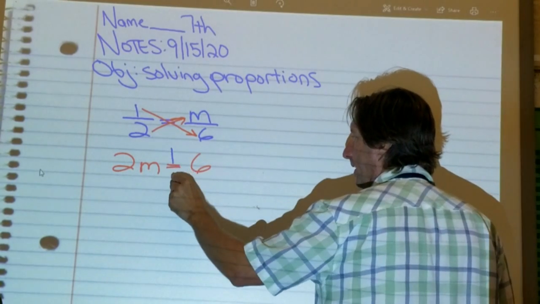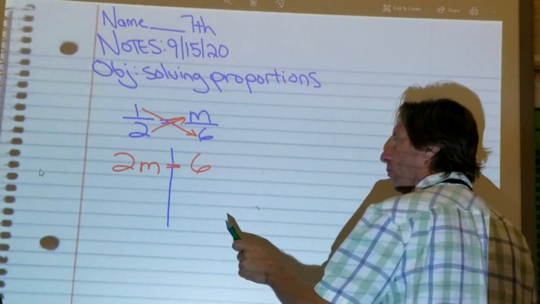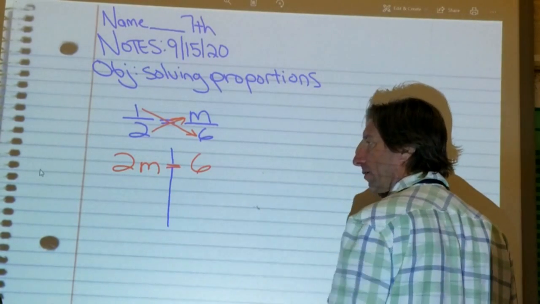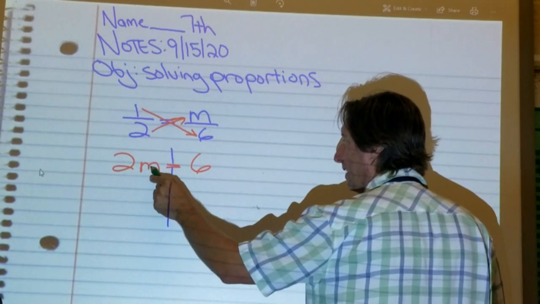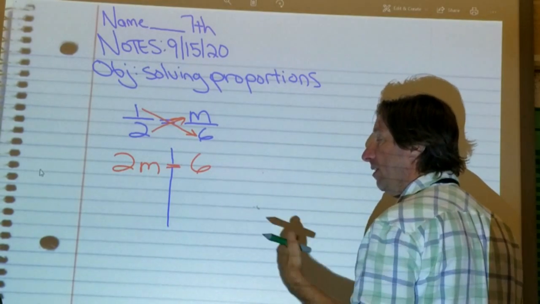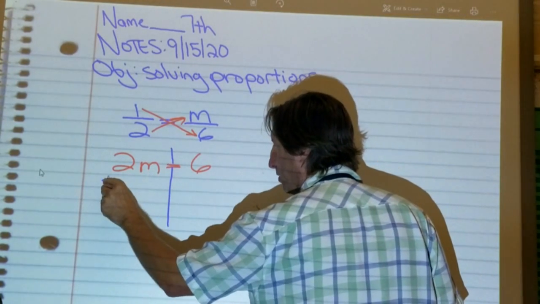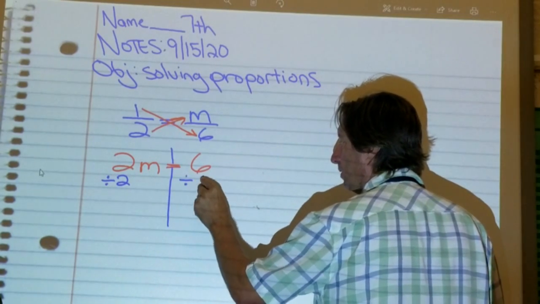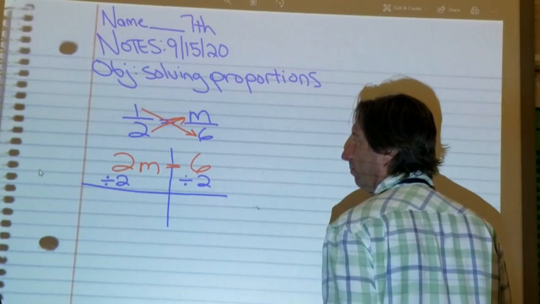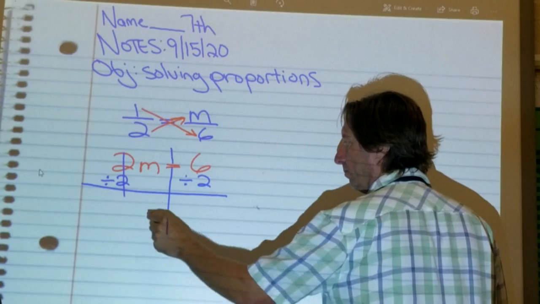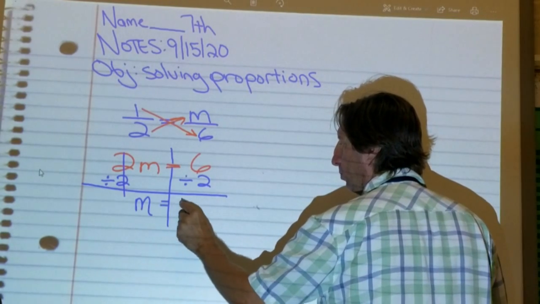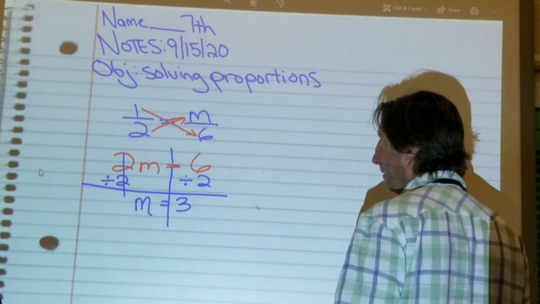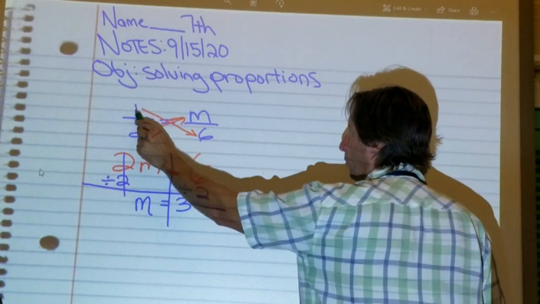We draw our line. We always want to get rid of this number because it's touching the letter. So if that's 2 times m, the inverse operation is divide by 2. If I do it to one side, I have to do it to the other. 2's cancel out, and I get m equals 3. And that's my answer. 3 over 6 is equal to 1 over 2.